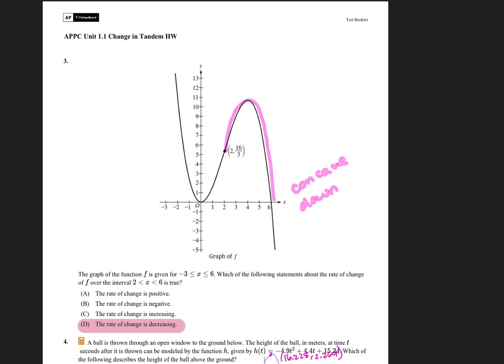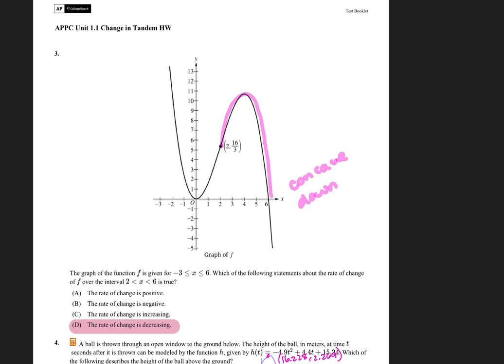All right, number 3, from 2 to 6. If you look at the part of that graph, it made that N shape, which means it's concave down, which means the rate of change is decreasing.